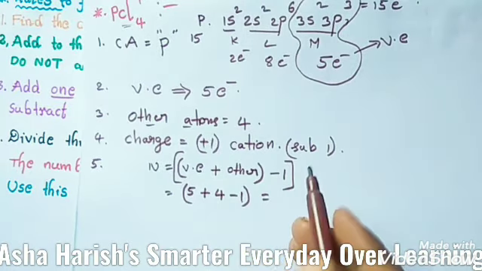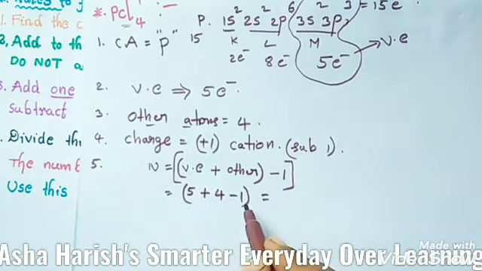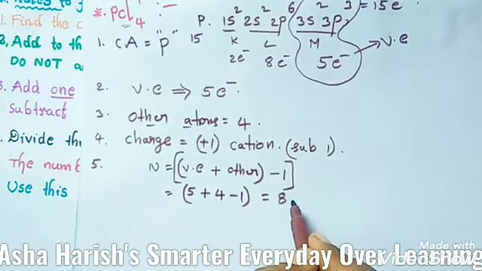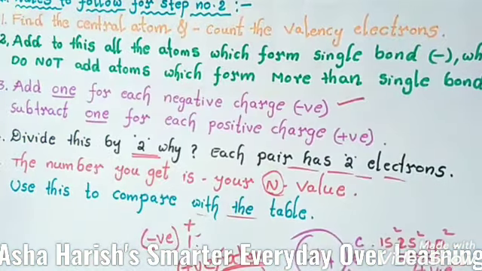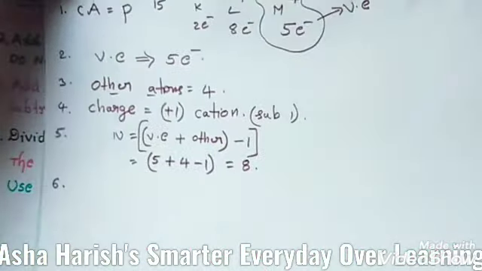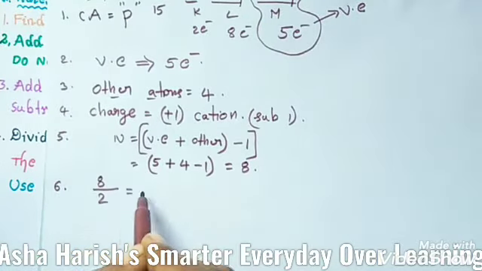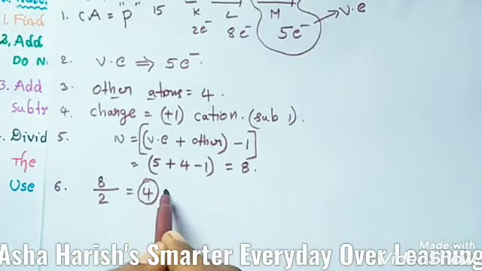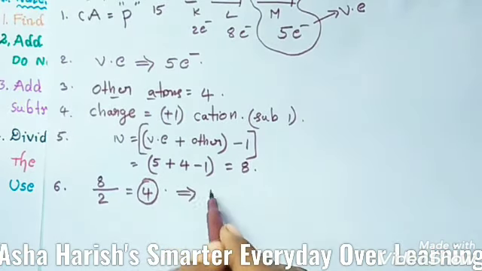Here is the number you should get: 5 plus 4 is 9, 9 minus 1 is 8. 8 is the number. According to the rule, you divide this number by 2. Here we got the number 8, so you divide this 8 by 2. Then, students, you should get 4. So this is the n value.